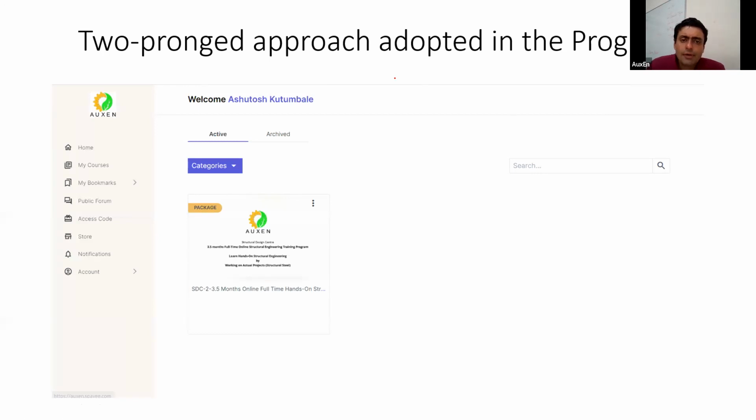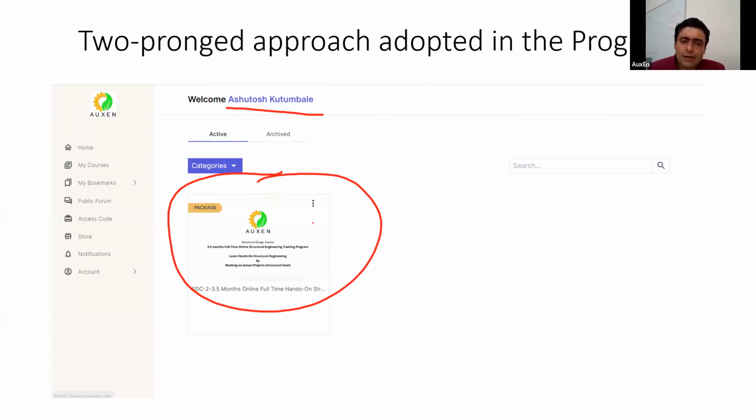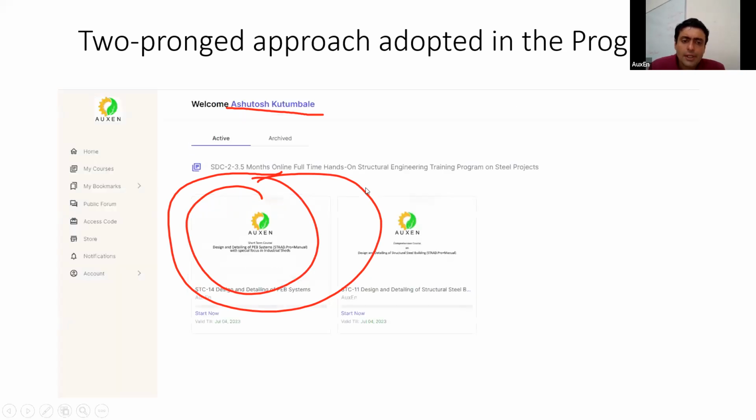For example, everyone will be added on a portal. Let's say this type of name will appear, and then you will see this package added to your account. Those who have joined during last week, I think they are able to access this feature on the portal. I hope everyone is able to access. Yes, so you will see this type of a package added to your account. And then when you click on this, you will see these two courses added.